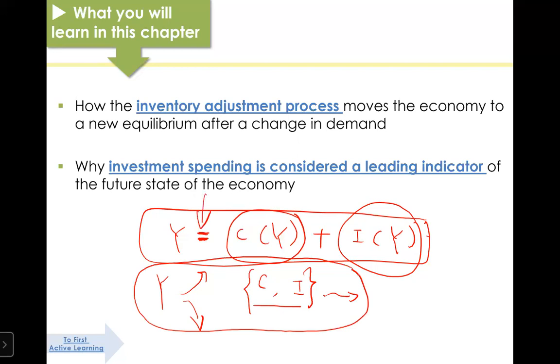So whenever this Y is too high, or whenever this I is too low, we are going to see adjustment until the economy reaches this equilibrium point, when the left-hand side equals the right-hand side. All right? And the key thing here is going to happen through inventory adjustment. So that's what we're going to see in this lecture.